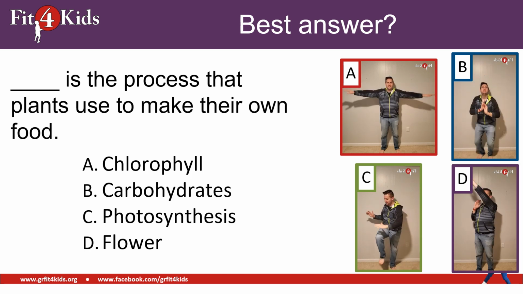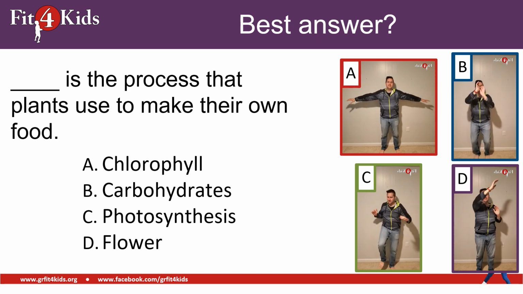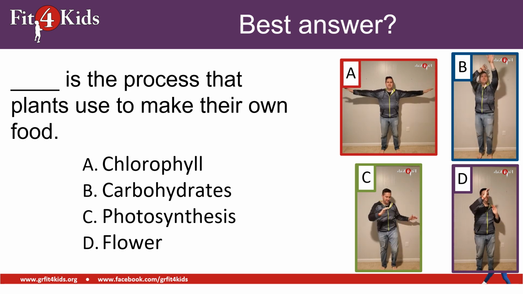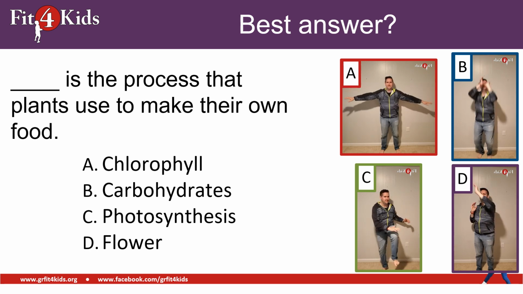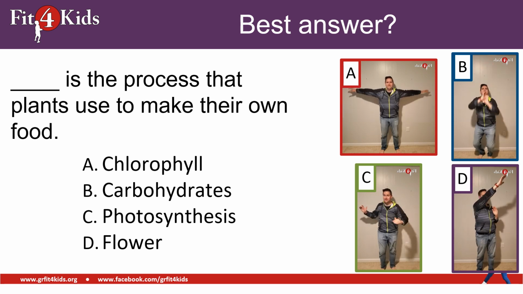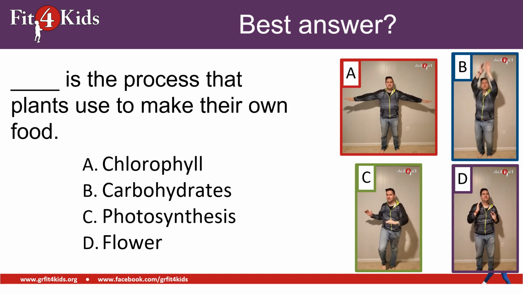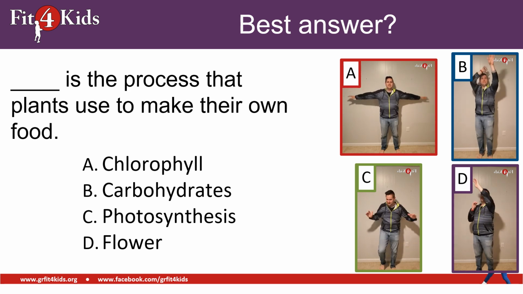Blank is the process that plants use to make their own food. A, chlorophyll, B, carbohydrates, C, photosynthesis, D, flower. I hope you are cross-crawling because photosynthesis is the process that plants use to make their own food.